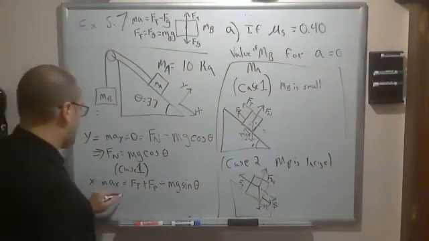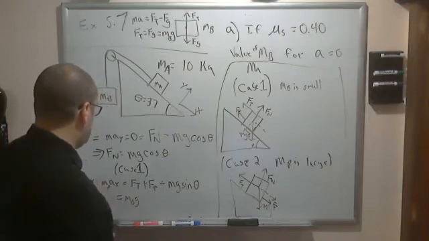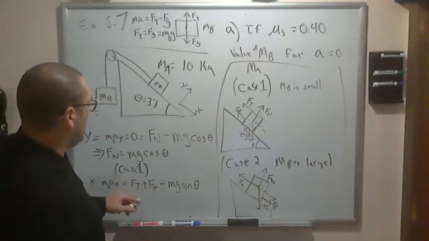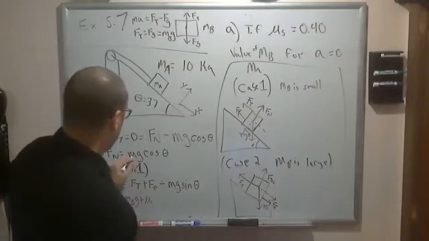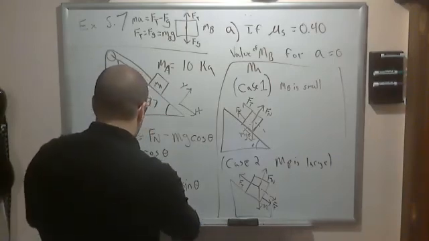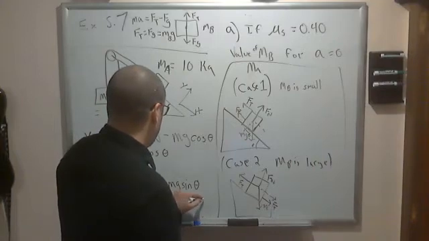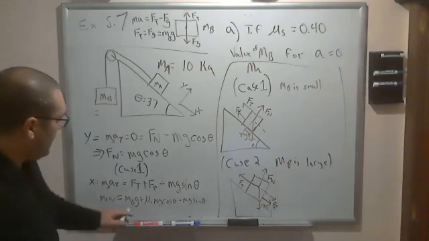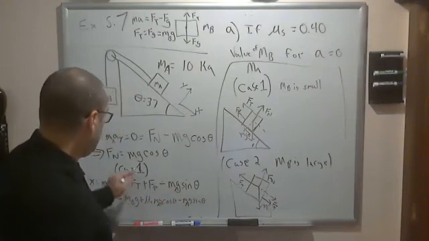Ff is just the normal force times the coefficient of friction, static, times Fn, which is right over here, mg cosine theta minus mg sine theta. All right. Now, of course, these ma's are all a's right over here.